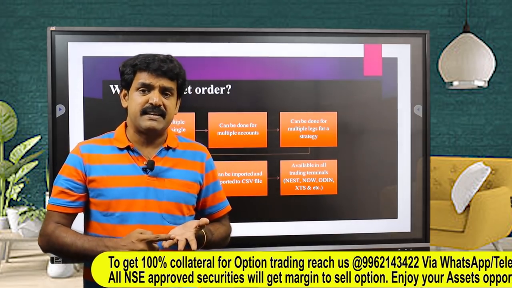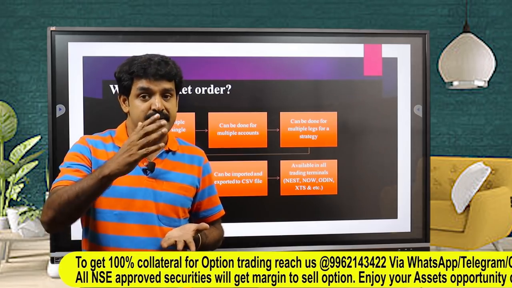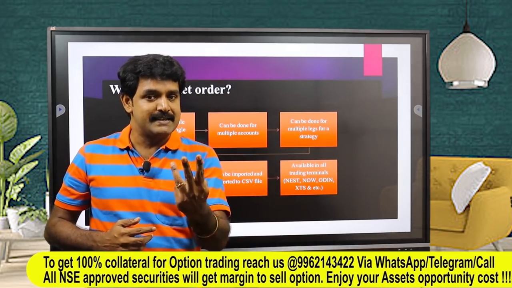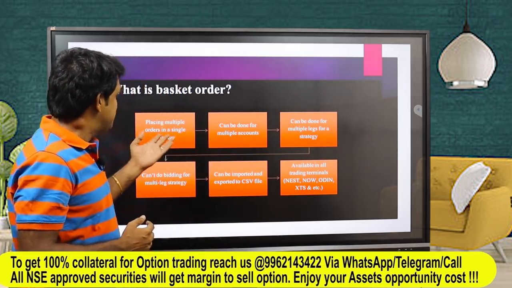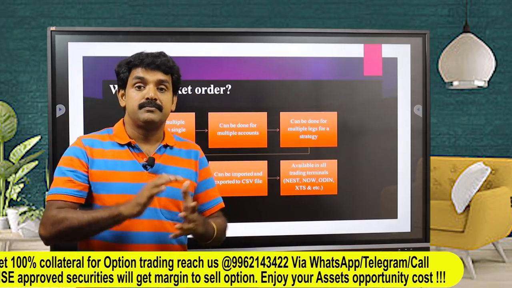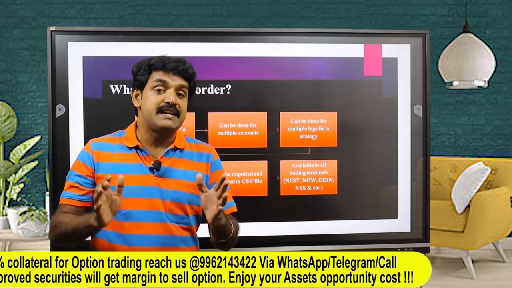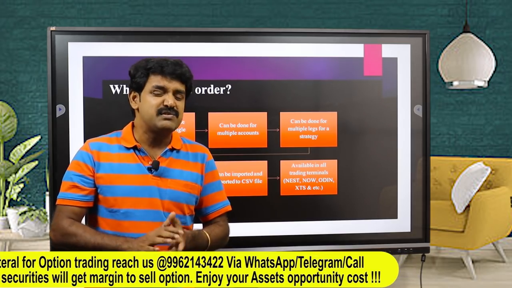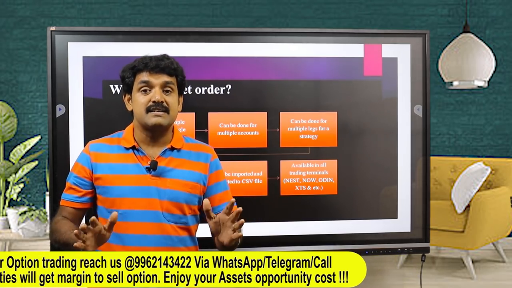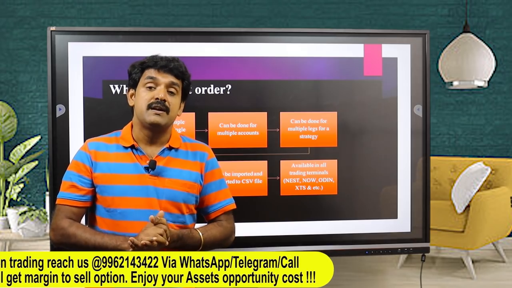The same thing, say for example, you want to execute the iron fly. So you have four legs, right? Two legs sell, two legs buy. That can be executed in a basket order, which will execute the orders simultaneously, so you will not have any problems at all. So basket order is a wonderful feature.